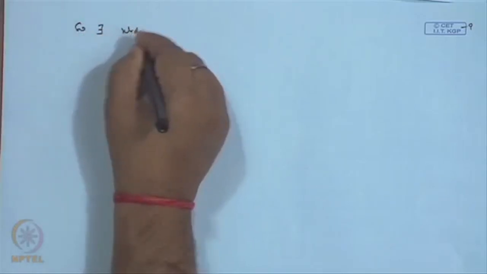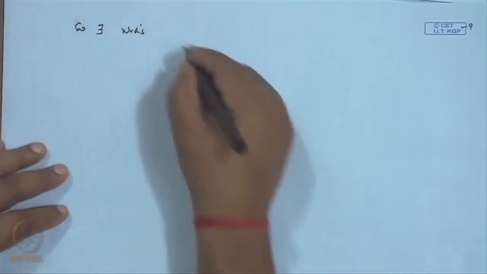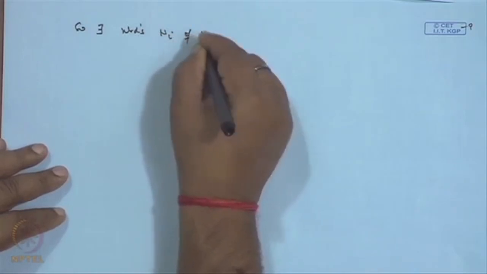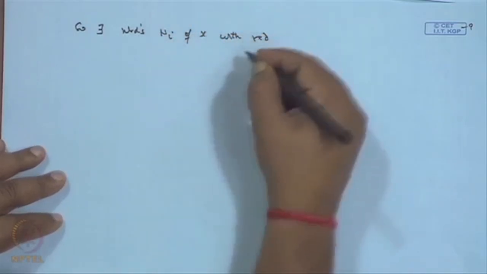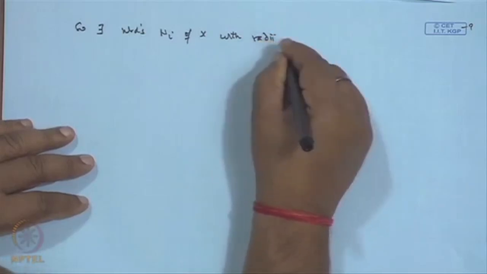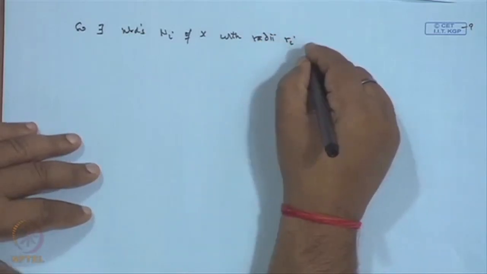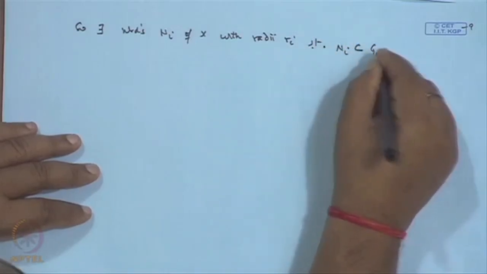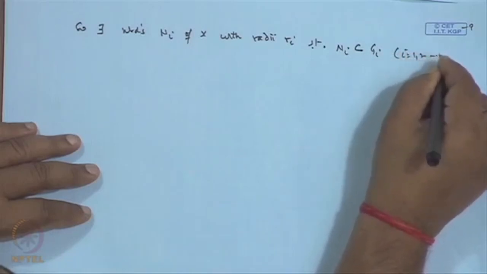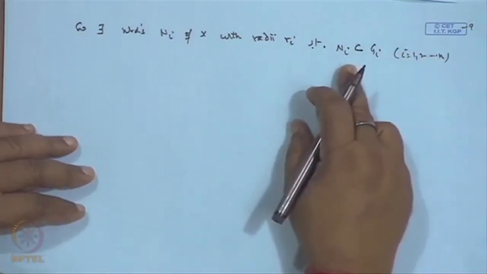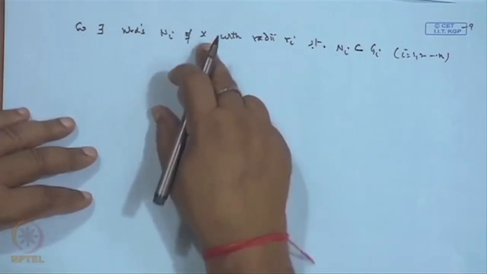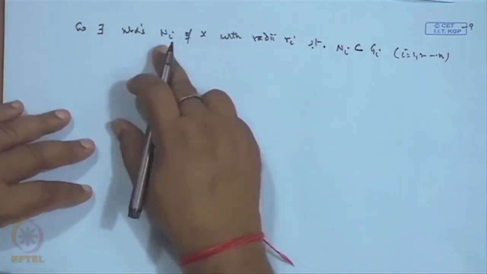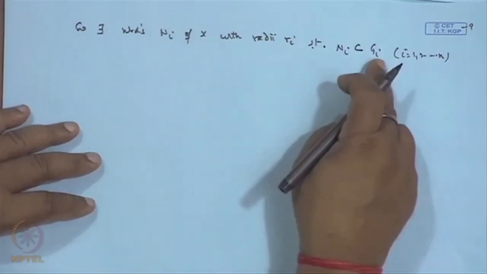So, we can say there exist neighborhoods Ni of x with radii ri, where i is 1 to n, such that Ni is contained in Gi for i from 1 to n. Means x is in all Gi. So, for each i, there will be a neighborhood Ni which is totally contained in Gi.